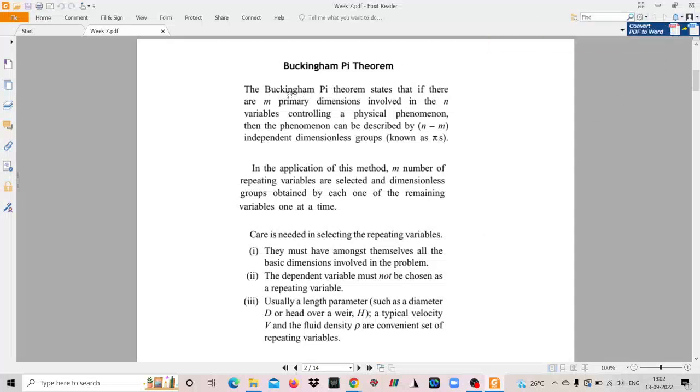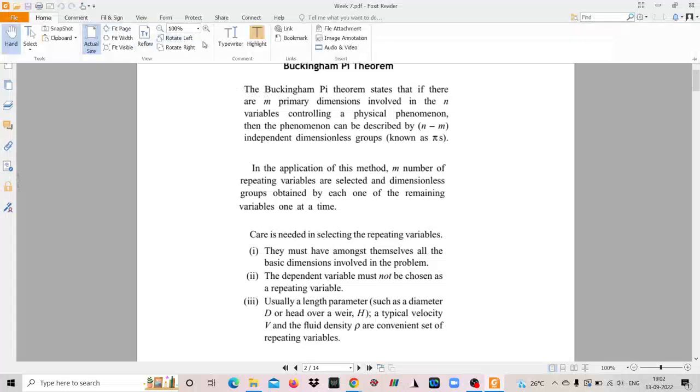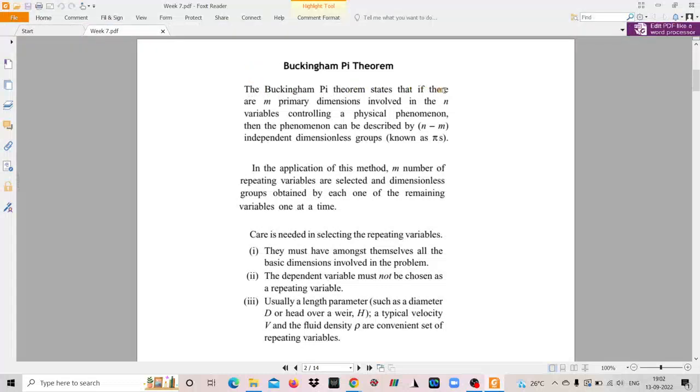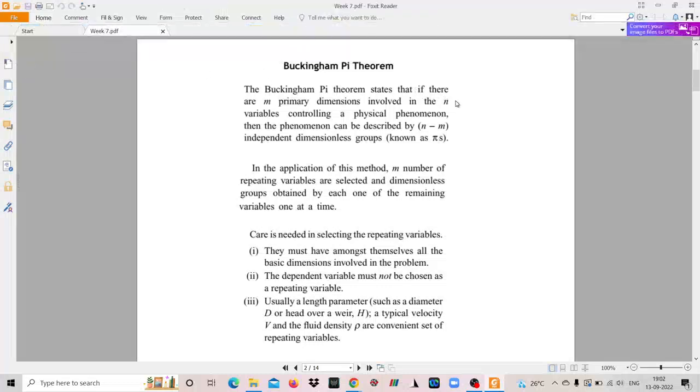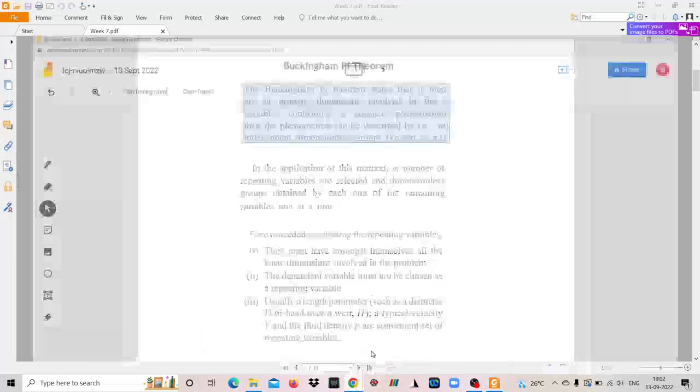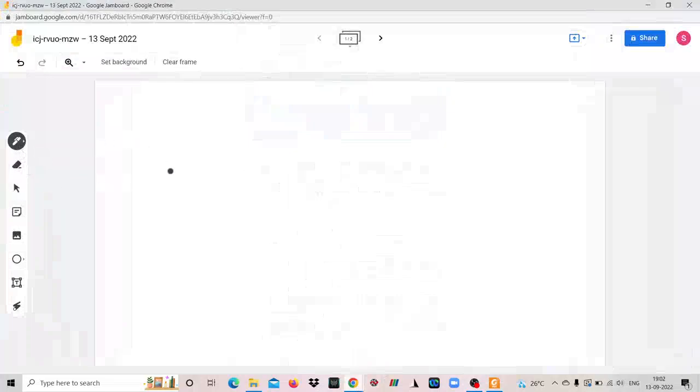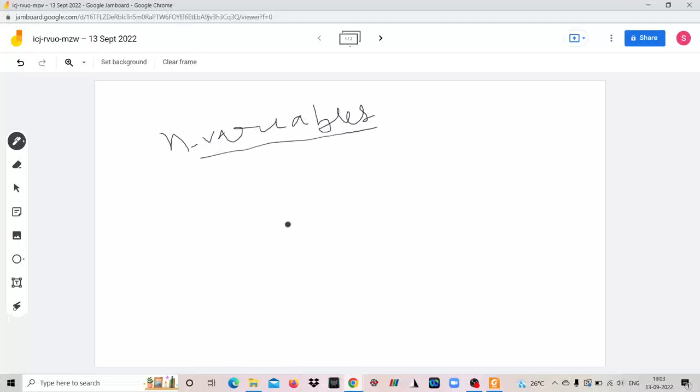So what does this theorem state? This theorem states that if there are m number of primary dimensions involved in a problem. Now suppose we have a problem where there are n number of variables. Now n number of variables, by variables we mean both dependent as well as independent variables.